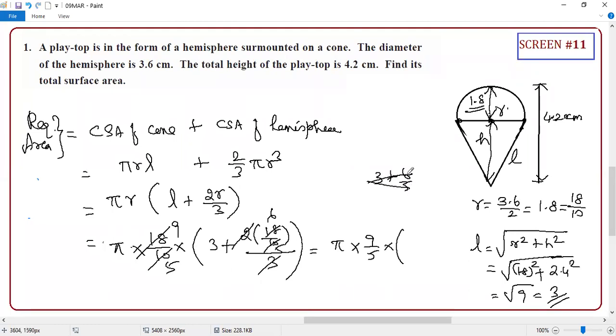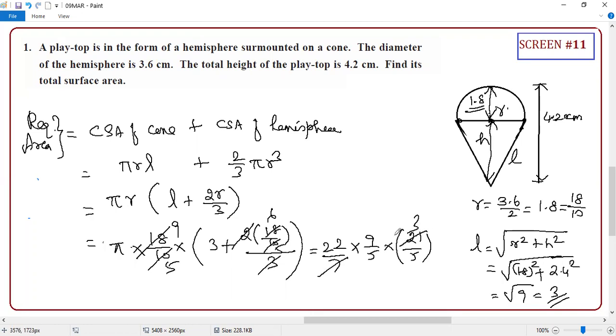15 plus 6 by 5. 15 plus 6 is what, student? 21, na? 21 by 5. Yes, I can put in this case 22 by 7, student. Whenever you have something get cancelled, yes, you can put. Correct or not? Yes, sir.